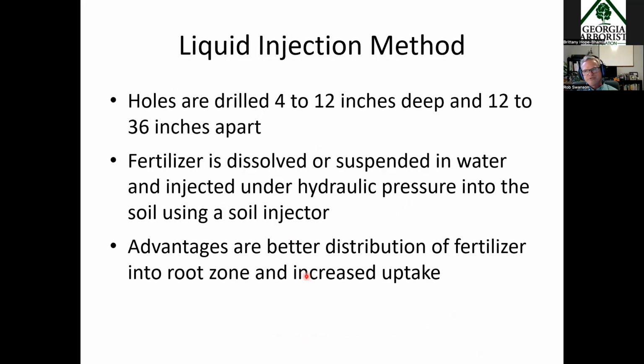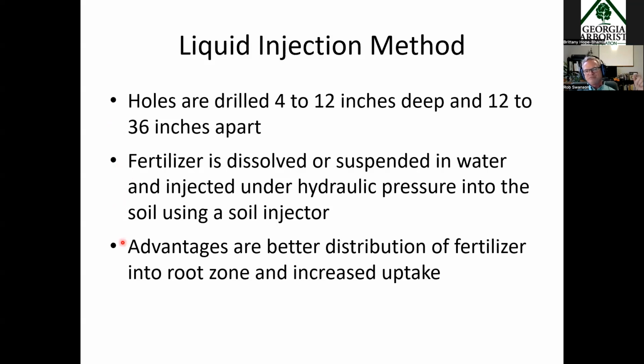The liquid injection method is also a subsurface method. Holes are drilled 4 to 12 inches deep and 12 to 36 inches apart. Fertilizer is dissolved or suspended in the water and can be poured into these holes. Or you can forego the drilling and just use a device that has a soil probe attached to it. The soil probe, you're just pushing it down into the soil, opening a valve and pulling the probe back out, applying several ounces of the product upon every injection.